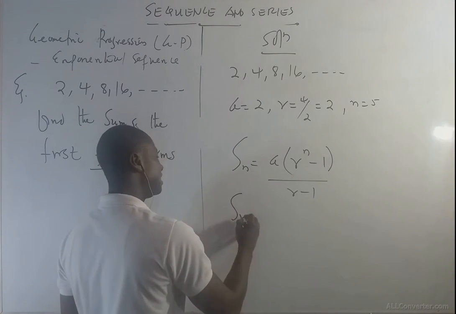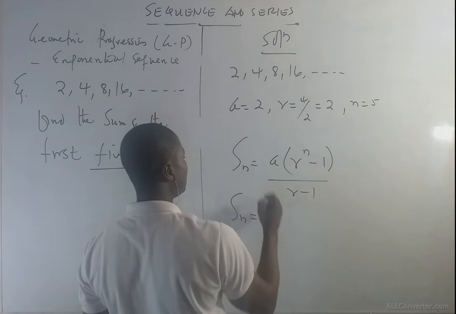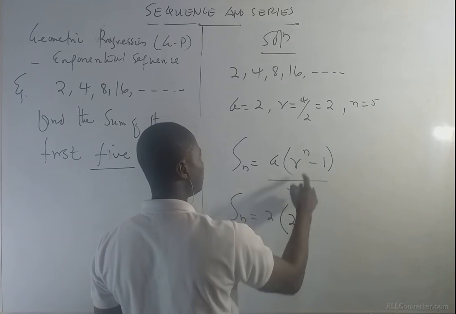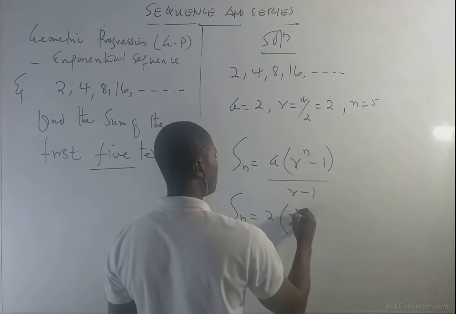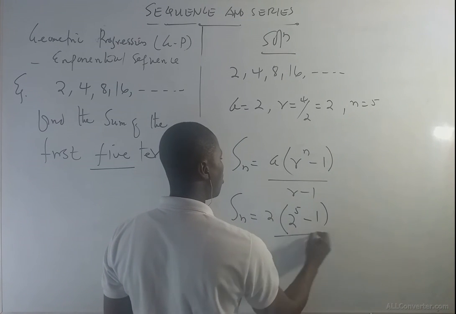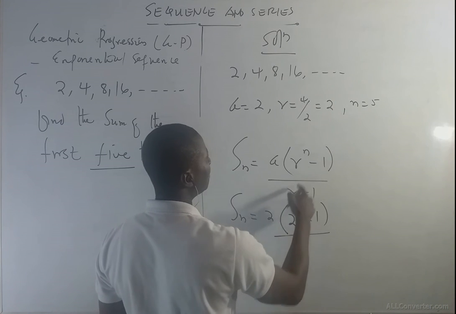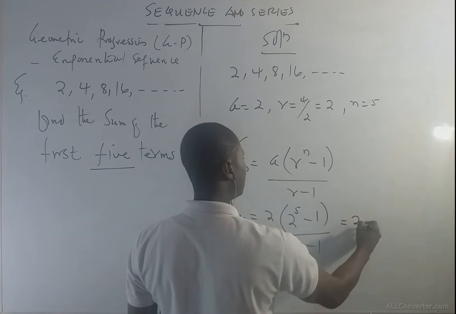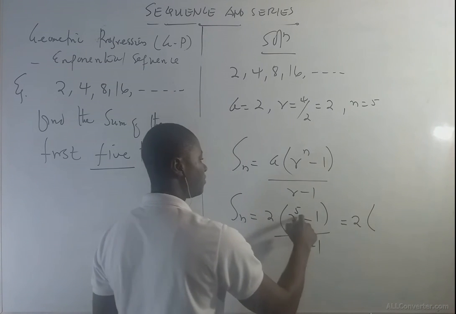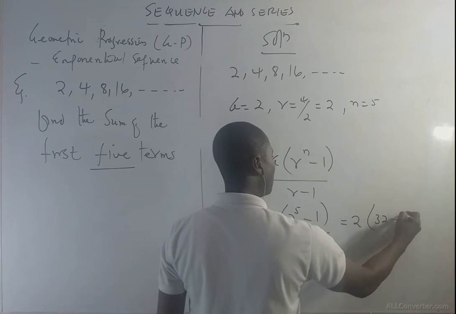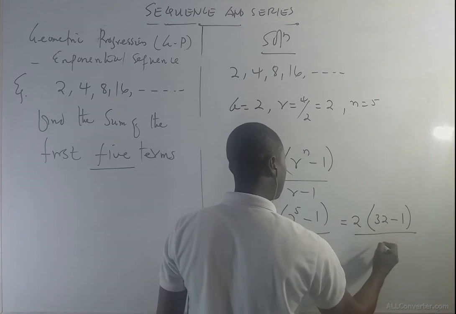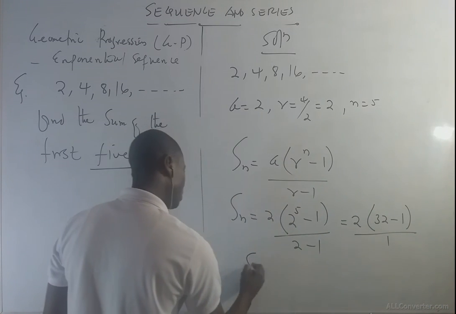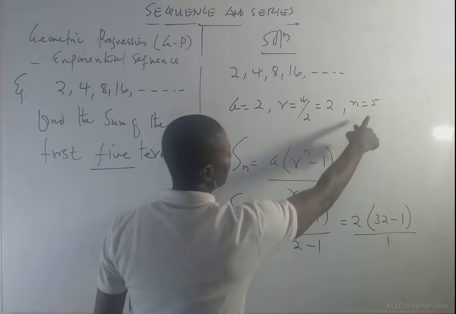So S n equals a, that's the first term, is 2. Then you have r, and r is 2, exponent n, and n is 5, so you have 5 minus 1, all divided by r minus 1. r is 2, so we have 2 minus 1. To simplify, 2 exponent 5 is 32, minus 1, all divided by 2 minus 1, which will give us 1.